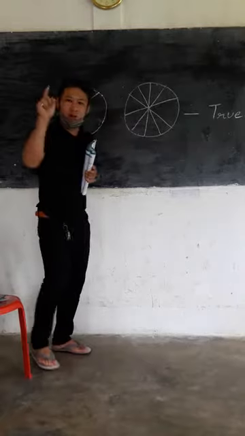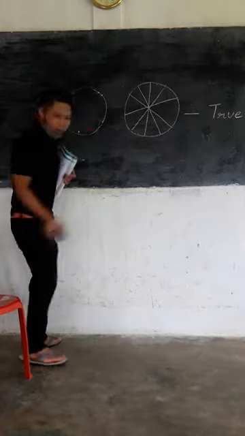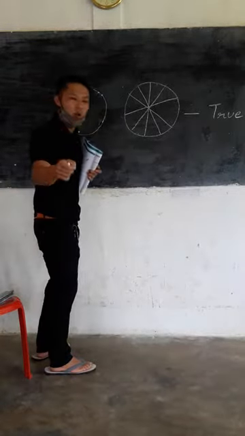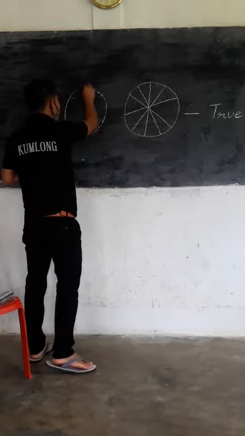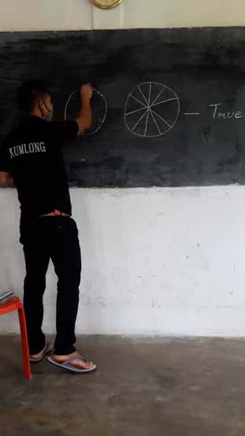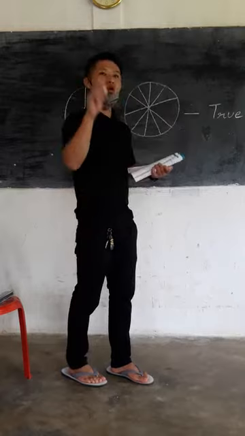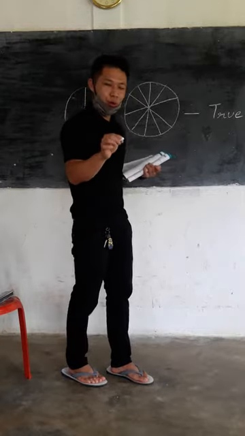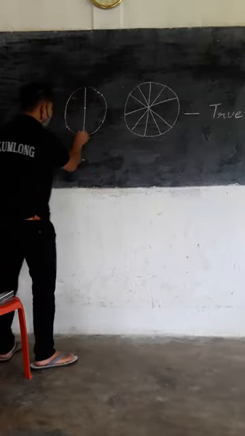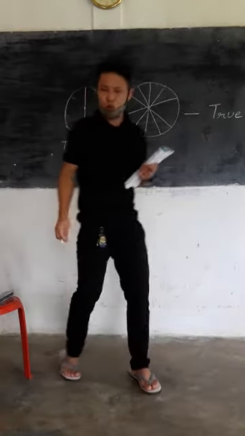So diameter is also called a chord. Why? Because its endpoints lie on the circle. This is a diameter. So here the endpoints lie on the circle. So a diameter is also known as the longest chord. So for question B, the answer is true.